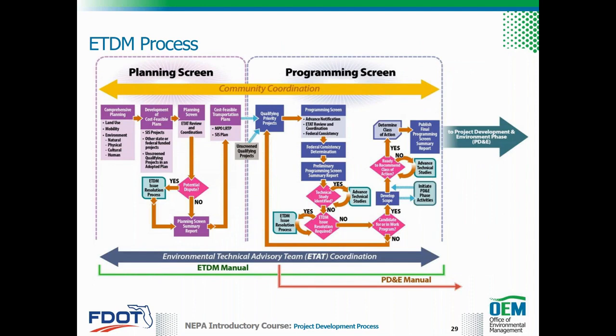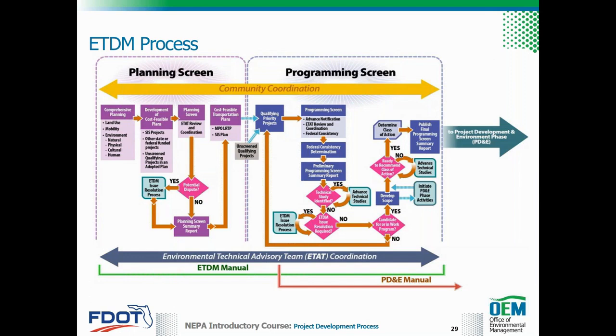Ideally, the ETDM process consists of the planning screen and the programming screen as shown in this graphic. The planning screen should occur when considering projects for inclusion or prioritization within a cost-feasible plan. The programming screen should occur to support development of the FDOT 5-year work program. The programming screen also should inform the development of a scope of services for the PD&E study.